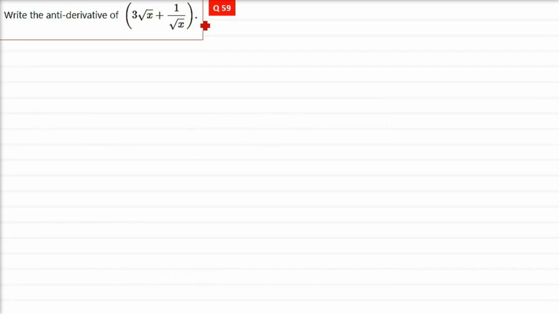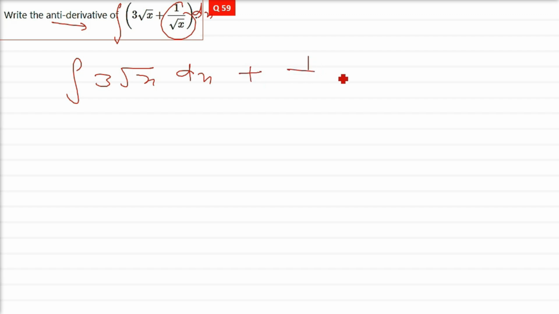Now write the antiderivative of 3 root x plus 1 by root x. See, this question is quite easy for you, but the question is asking antiderivative. Sometimes people may get carried away or try to understand what is this antiderivative. Antiderivative is nothing but integration. Anti-integration is derivation. You can understand it like that. So let's separate them out. Integration of 3 root x we will do separately, and we'll separate out this 1 by root x also. So we have plus integration of 1 by root x dx.